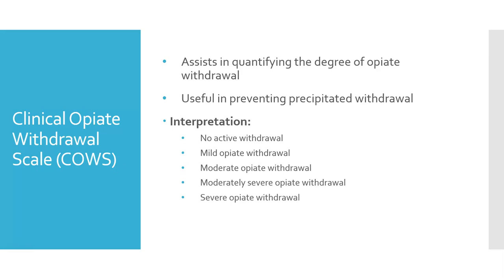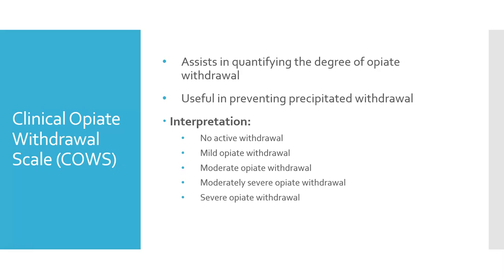The Clinical Opiate Withdrawal Scale, or the COWS, assists in quantifying the degree of opiate withdrawal, useful in preventing precipitated withdrawal. The COWS is an 11-item scale, developed to assist clinicians in quantifying the degree of opiate withdrawal during their patient assessments. Opioid withdrawal intensity relies on both the severity of physical dependence on opiates and the relative occupancy of the opioid receptors at the point of assessment.